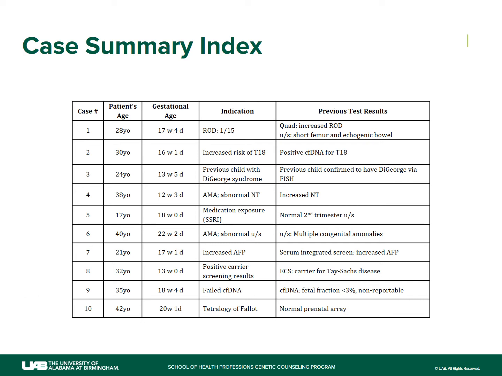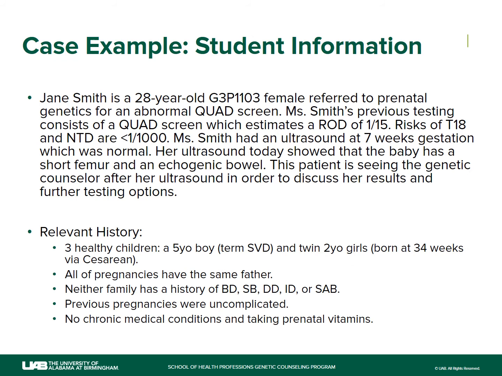This is provided to you as well as the student. As you'll see, we have the patient age, gestational age, their indication for referral, and then previous test results. Each of these cases has additional information that we will walk through as a case example next. So here's case 1, and this is what the student sees for each of the cases: a paragraph description of what the current status of the patient is, their indication for referral, whether or not they've had their ultrasound, and then the relevant family history and medical history that will be important to them as they evaluate the case to prepare.